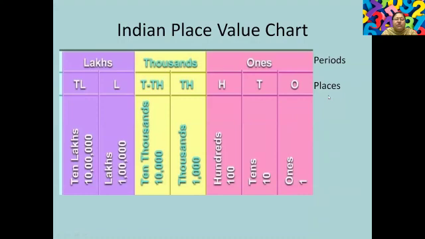Now to read and write large numbers, we use the Indian place value chart. In the place value chart, 7 places, 1, 2, 3, 4, 5, 6, 7 places are grouped into periods. These are the periods: ones, thousands, and lakhs. The first 3 places from the right side are grouped under the ones period. The next 2 places are grouped under the thousands period, and the last 2 places are grouped under the lakhs period. So in the periods you have ones, thousands, and lakhs, and the places you have ones, tens, hundreds, 1,000, 10,000, lakhs, and 10 lakh. Now when you write it, this is 1, this is 10, this is 100, 1,000, 10,000, lakh, and 10 lakh.